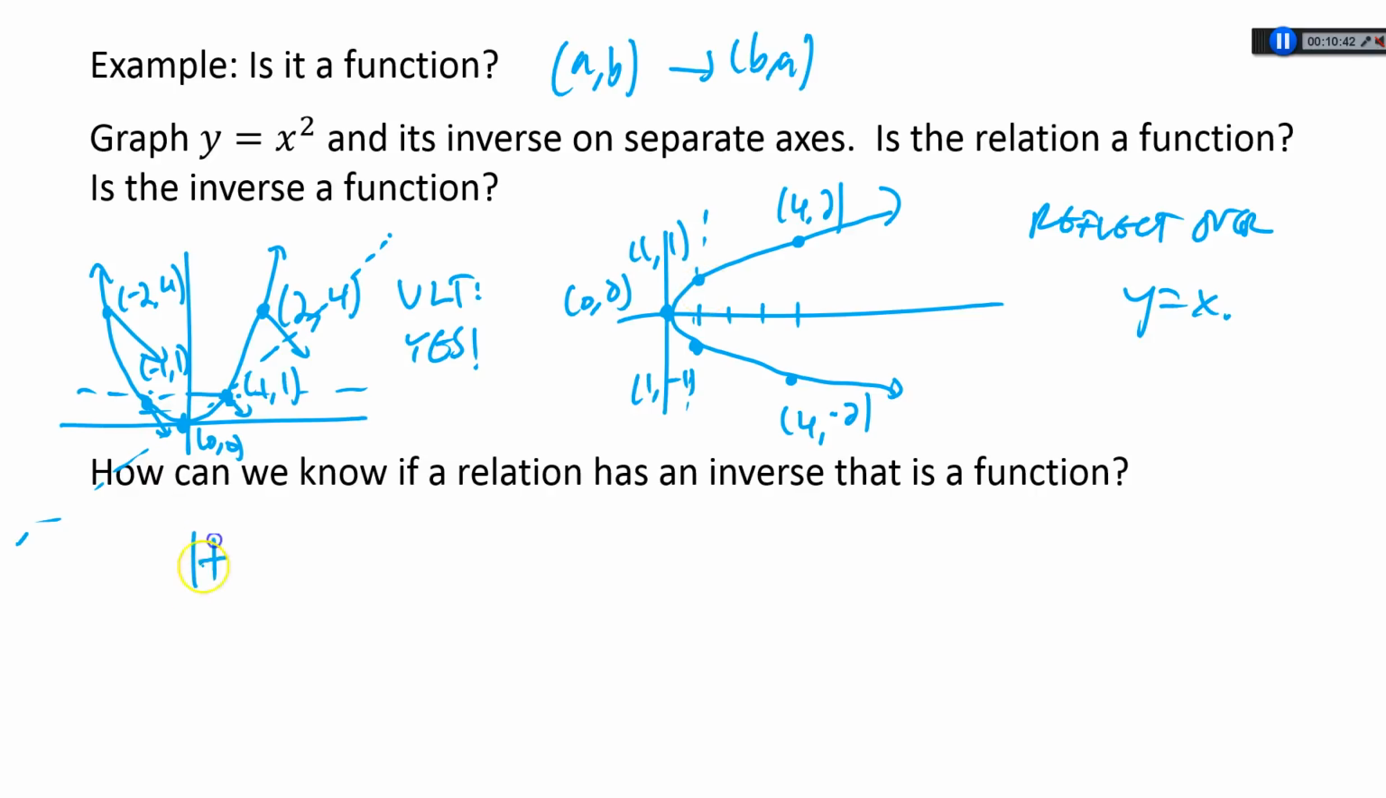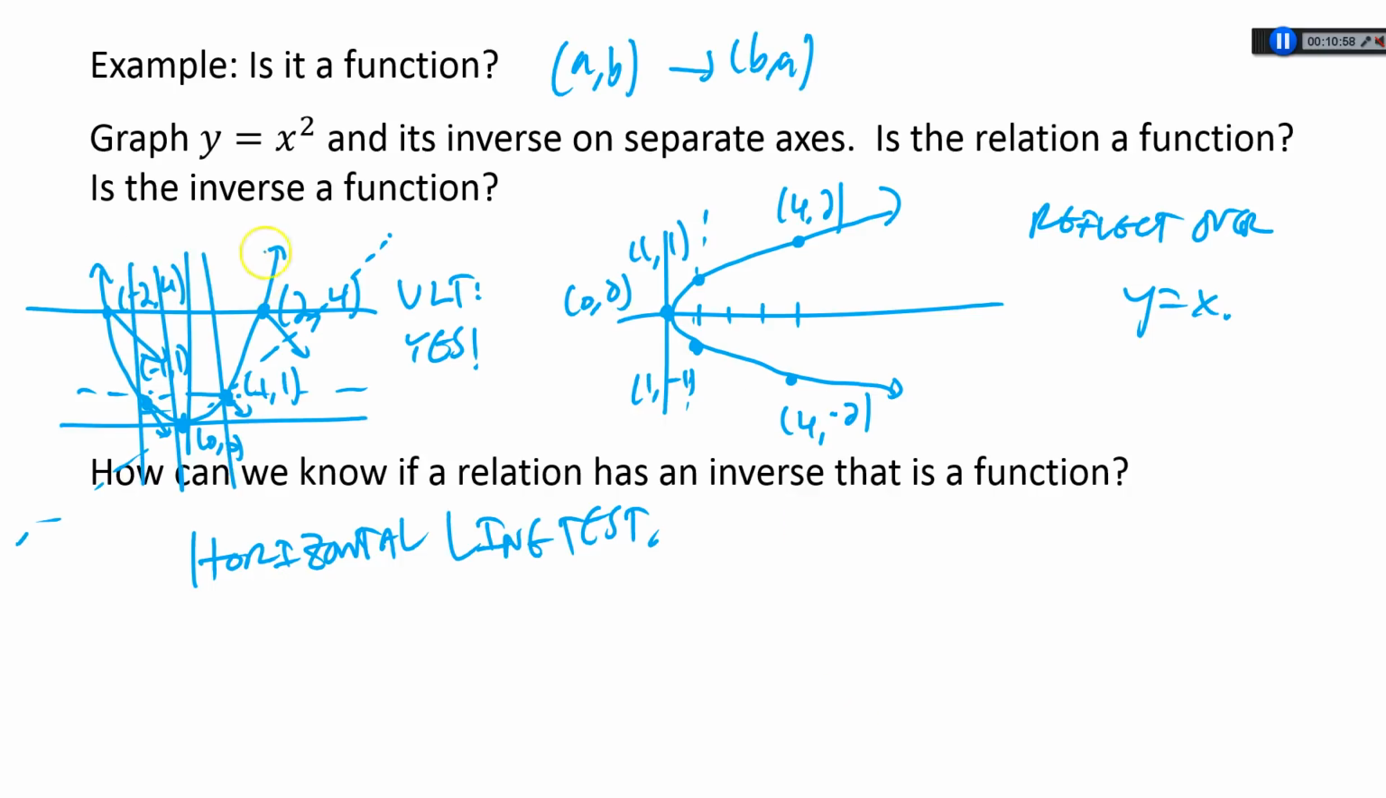So we're going to use what's called the horizontal line test. Now, don't get this confused with the vertical line test. The horizontal line test tells us that if a horizontal line hits 2 points, then the inverse is not going to be a function. So a vertical line test is still good to tell if this is a function itself, but if I want to know if the inverse is going to be a function, I have to look at the horizontal line test. Cool. Okay.